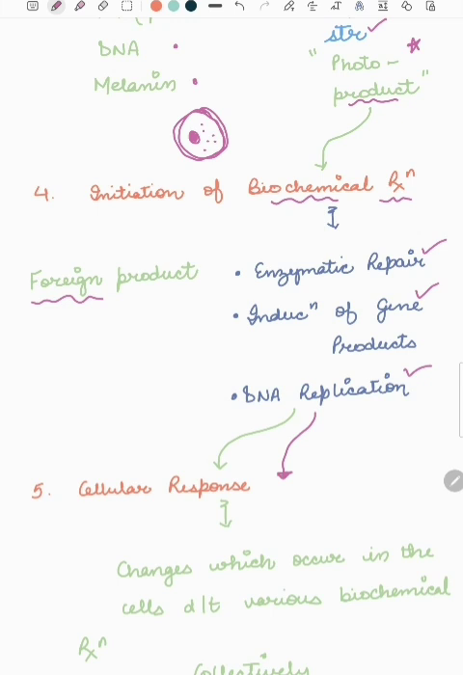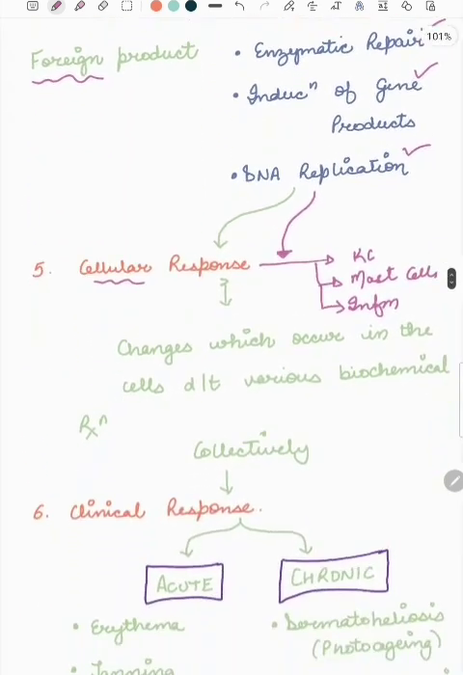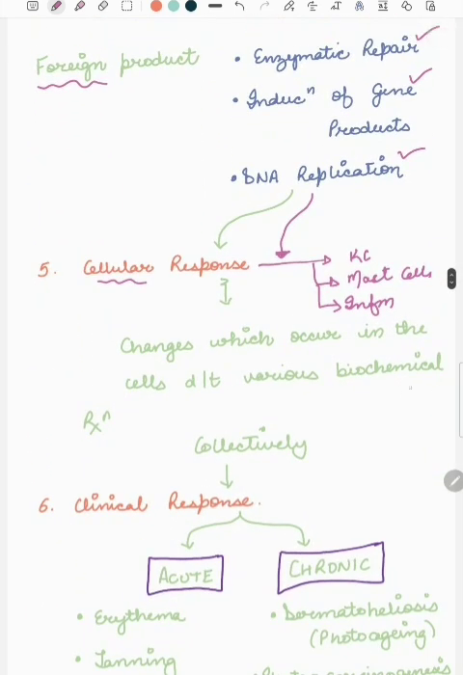Now, what will this cellular response be, and what are these cells we are talking about? Obviously, we are talking about the keratinocyte, because that was the first respondent. We are also talking about the mast cells and other inflammatory cells. So we are talking about all the cells. They will undergo a cellular response. There will be certain changes which will occur in the cells due to the biochemical reactions. And now when the cellular response is occurring collectively in a lot of cells, it will lead to a clinical response.